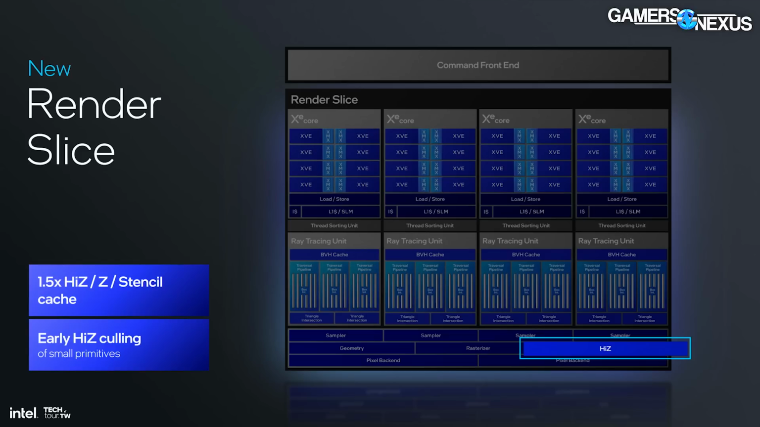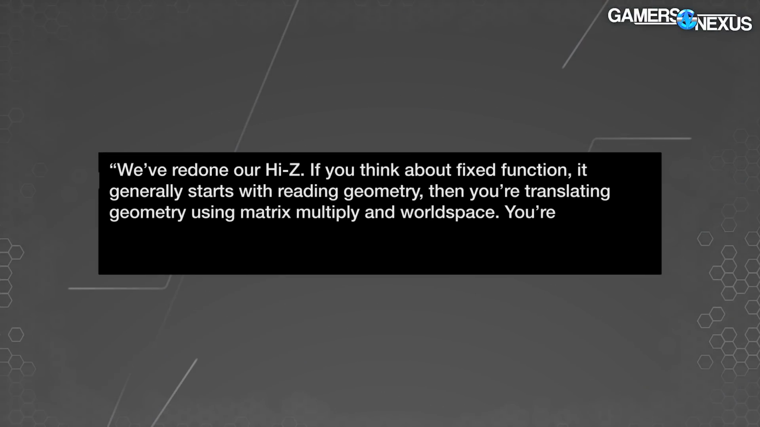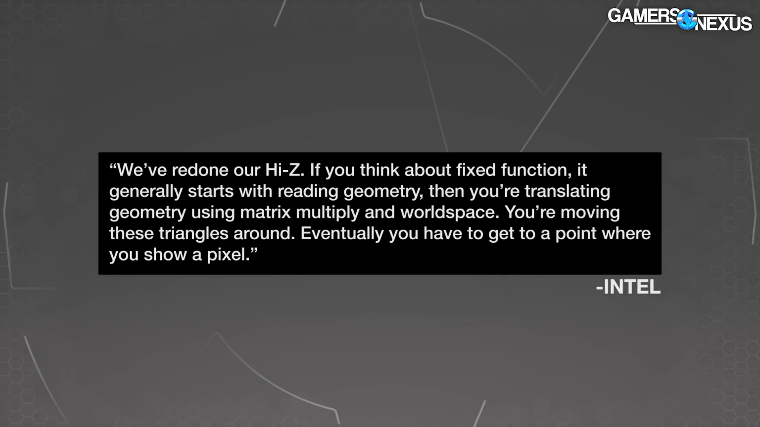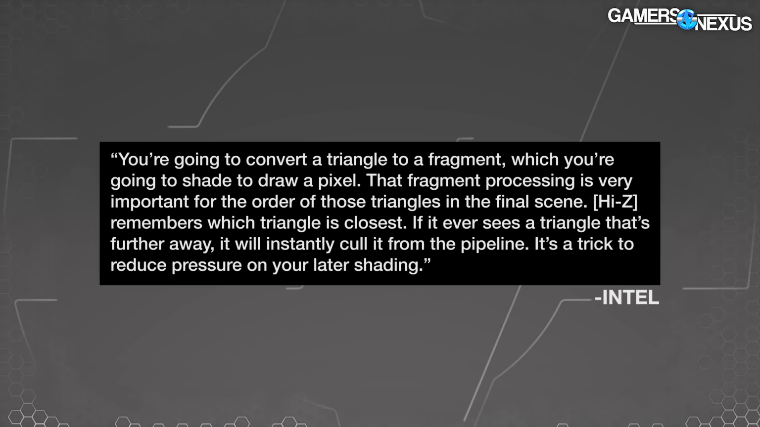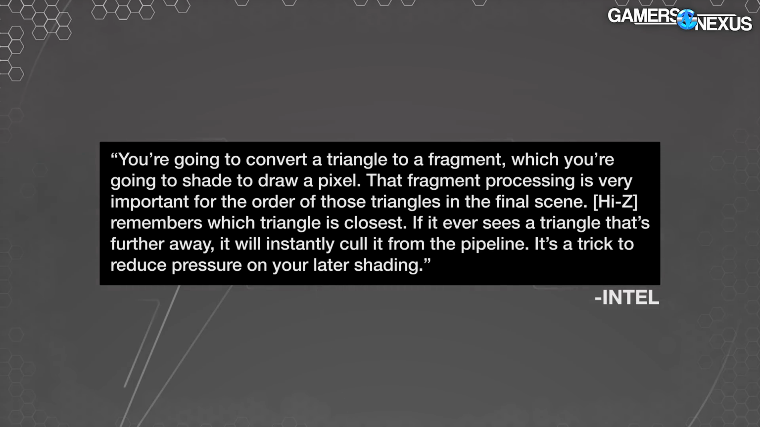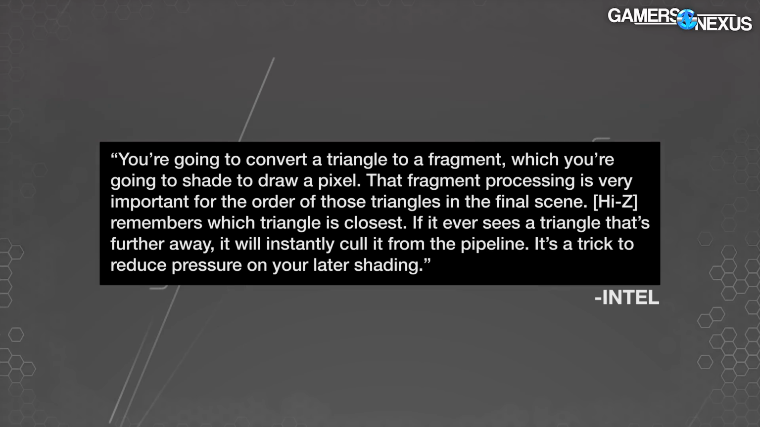Culling isn't a new concept. So Intel stated this, quote, "We've redone our high Z. If you think about fixed function, it generally starts with reading geometry, then you're translating geometry using matrix multiply in world space, you're moving these triangles around, eventually you have to get to a point where you show a pixel. You're going to convert a triangle to a fragment, which you're going to shade to draw a pixel. That fragment processing is very important for the order of those triangles in the final scene. High Z remembers which triangle is closest, and if it ever sees a triangle that's further away, it will instantly cull it from the pipeline. It's a trick to reduce pressure on your later shading."